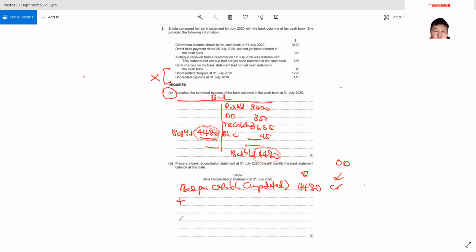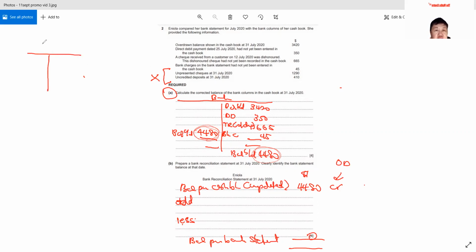Now, what do you do? Which do you write add and which do you write less, in order to get balance per bank statement? This part is not given to you, so you have to be able to figure it out. And this is a 4-mark question. So what I like to tell my students is this: try to understand this.